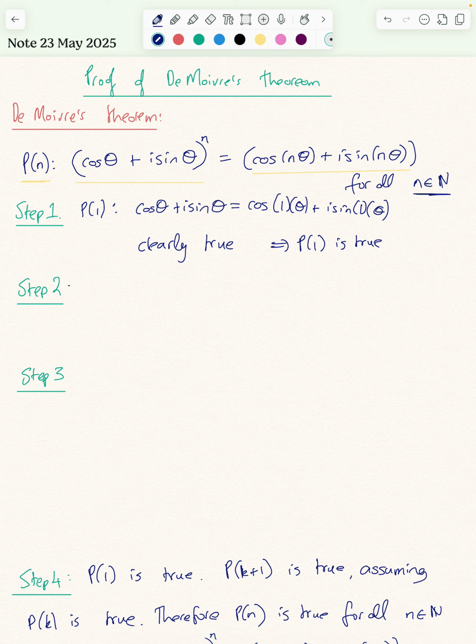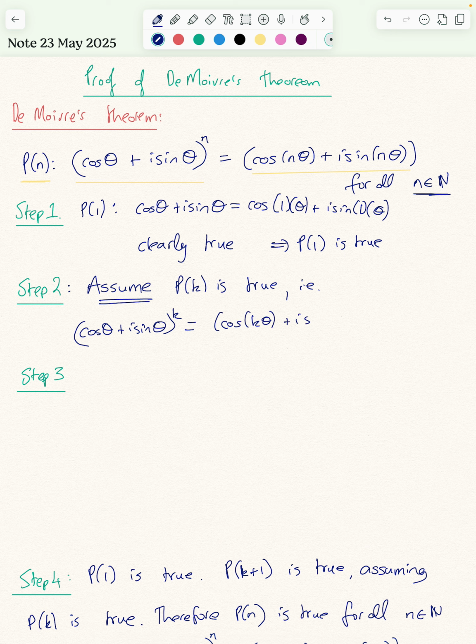And then the second step is that we assume Pk to be true. And you must use the word assume. Assume Pk is true, i.e. that (cos theta + i sin theta)^k is equal to cos(k theta) + i sin(k theta). Okay, and now you want to prove that Pk+1 is true, i.e. the statement is true when n is equal to k plus 1.